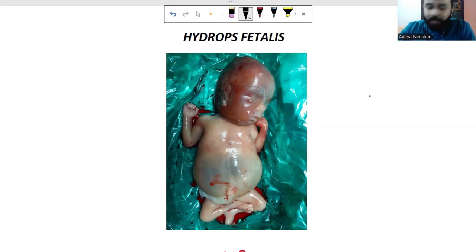So what is Hydrops Fetalis? It's a Greek word that roughly means edema. So Hydrops Fetalis means edema of the baby.